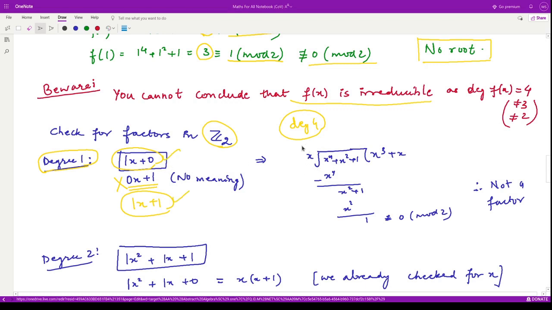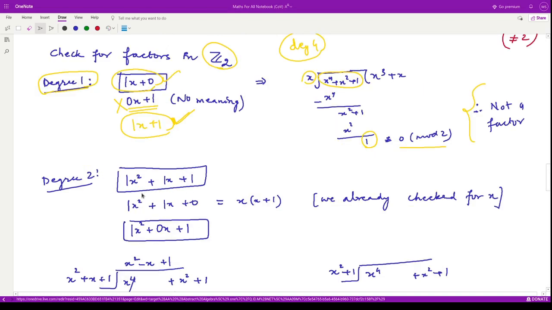So you clearly saw by long division of the given polynomial, this was the given polynomial. When you divide this by x, you will get the remainder as 1, which is not equal to 0 mod 2. Therefore this is not a factor. And you may similarly check for this one. This is also not a factor. So again we'll move on to degree 2.